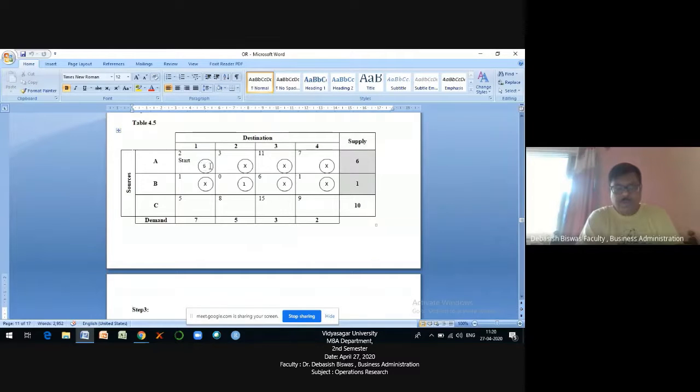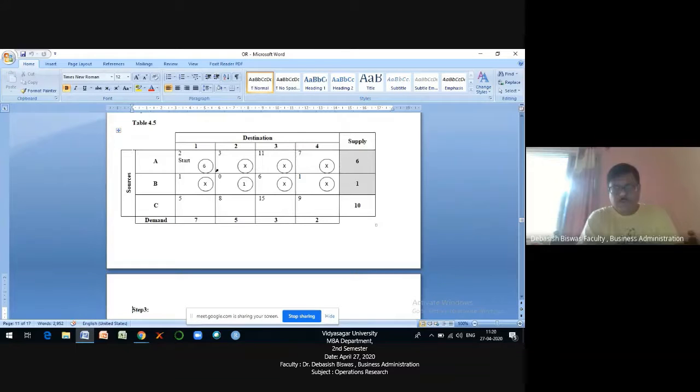Therefore, for your understanding purpose, I have given cross mark over here. Here we have already allocated, so we'll not put any cross mark. But in other cases, we have to give cross mark for our understanding purpose, right?